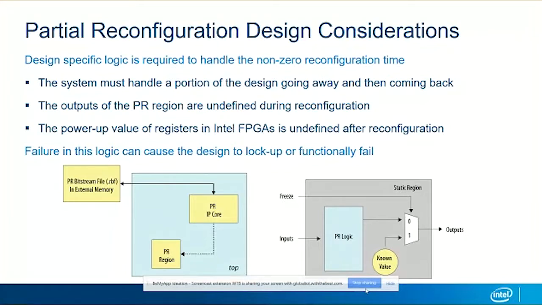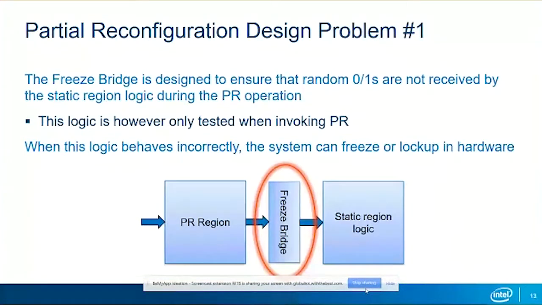Now, the traditional approach to debug these types of problems has been to test the design on the silicon. However, while you can be successful with this, it can be very difficult to isolate the cause of a problem. This particular picture shows the freeze bridge or the mux that you'll use in your design to isolate the PR region from the static region, such that you can put the outputs into a known condition, the input into the static region into a known condition.